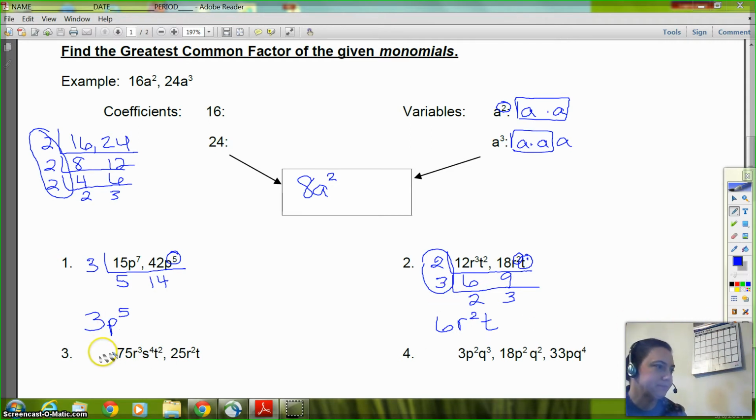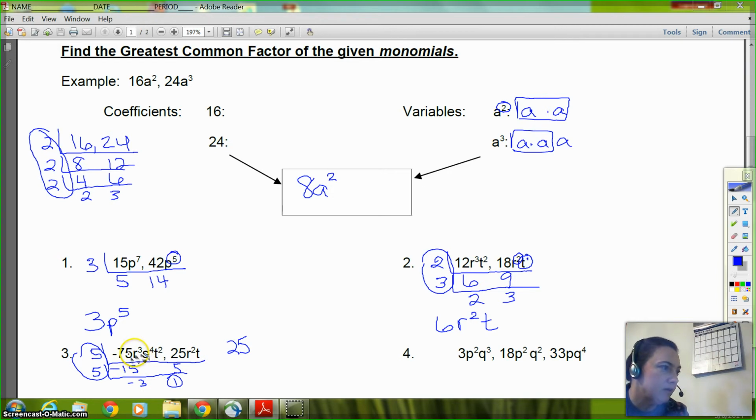Number 3, I'm going to go ahead and use my ladder method, and I'm going to check 2, can't divide by 2, and I can't divide both of them by 3, but I can divide both of them by 5, and I get negative 15 and 5, and I can divide by 5 again, and I get negative 3 and 1. And like I said, when you get down to 1, you're done. So I'm going to multiply these back together. So my coefficient, greatest common factor, is going to be 25.